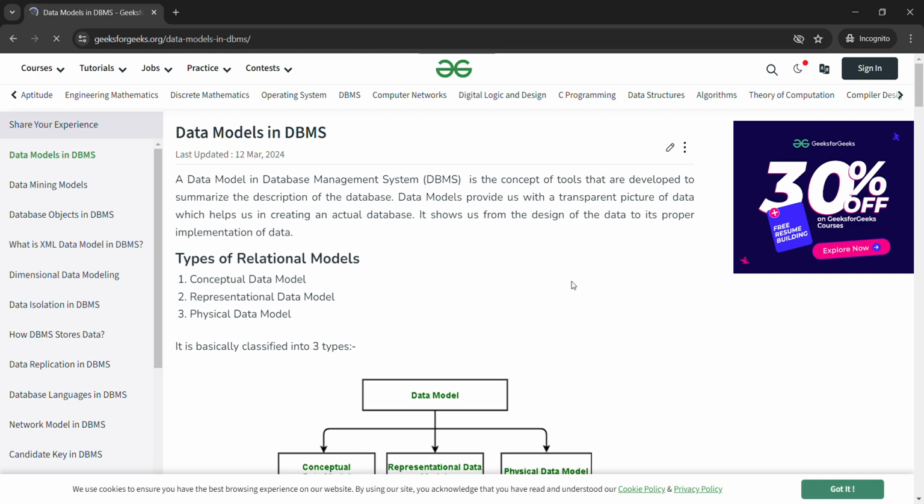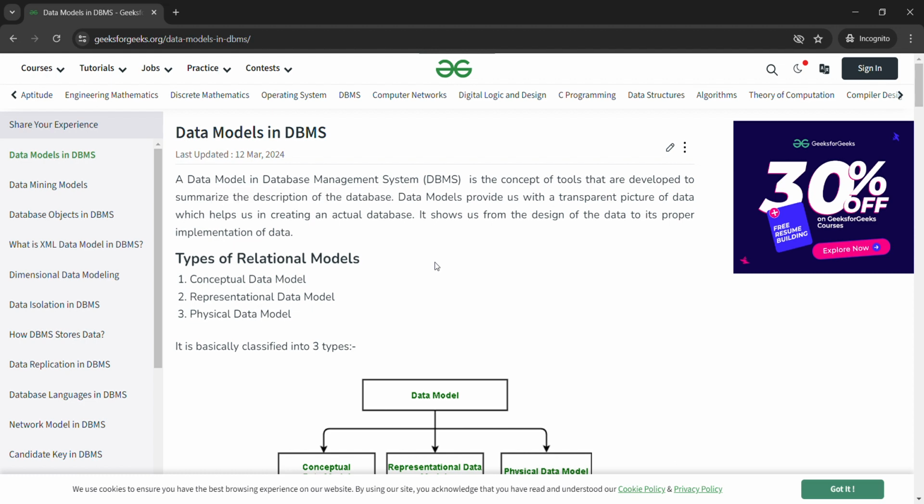Today in this tutorial we are going to discuss the data models in DBMS. A data model in a database management system is the concept of tools that are developed to summarize the description of the database.